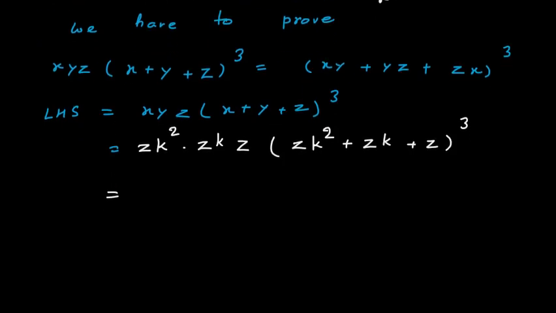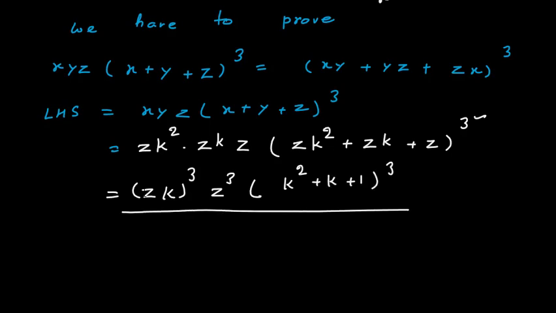Here you will get z cube, and k square into k is k cube. So z into k, the whole cube. And again here I can take z common, but as we have cube here, z cube is common, and inside the bracket I have (k square plus k plus 1) the whole cube. This is equation 1.